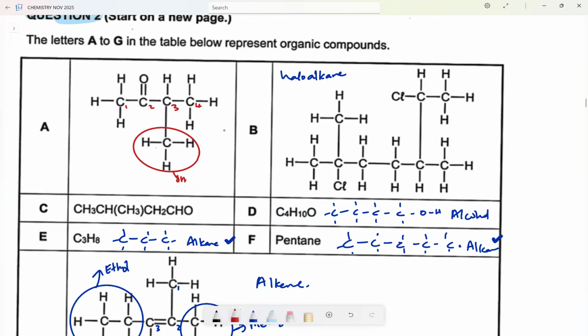Okay, I have a methyl group. Remember, when we have a branch with one carbon, it is a methyl. This is a methyl group. And then on carbon number 2, this is a ketone. It shows us this is a ketone.